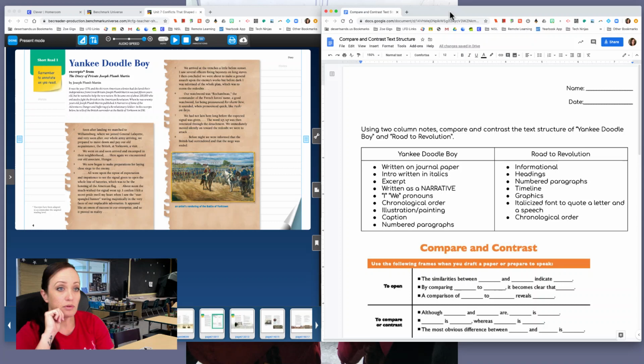There was an intro written in italics that gave us some background information to start off, which was an excerpt from a larger piece. It was written as a narrative, so we also saw pronouns like I and we. It was written in chronological order, meaning it went in order with the events, and there was an illustration or a painting towards the end of that text with the caption that described that illustration painting, and the paragraphs were also numbered, so that was something else to notice.